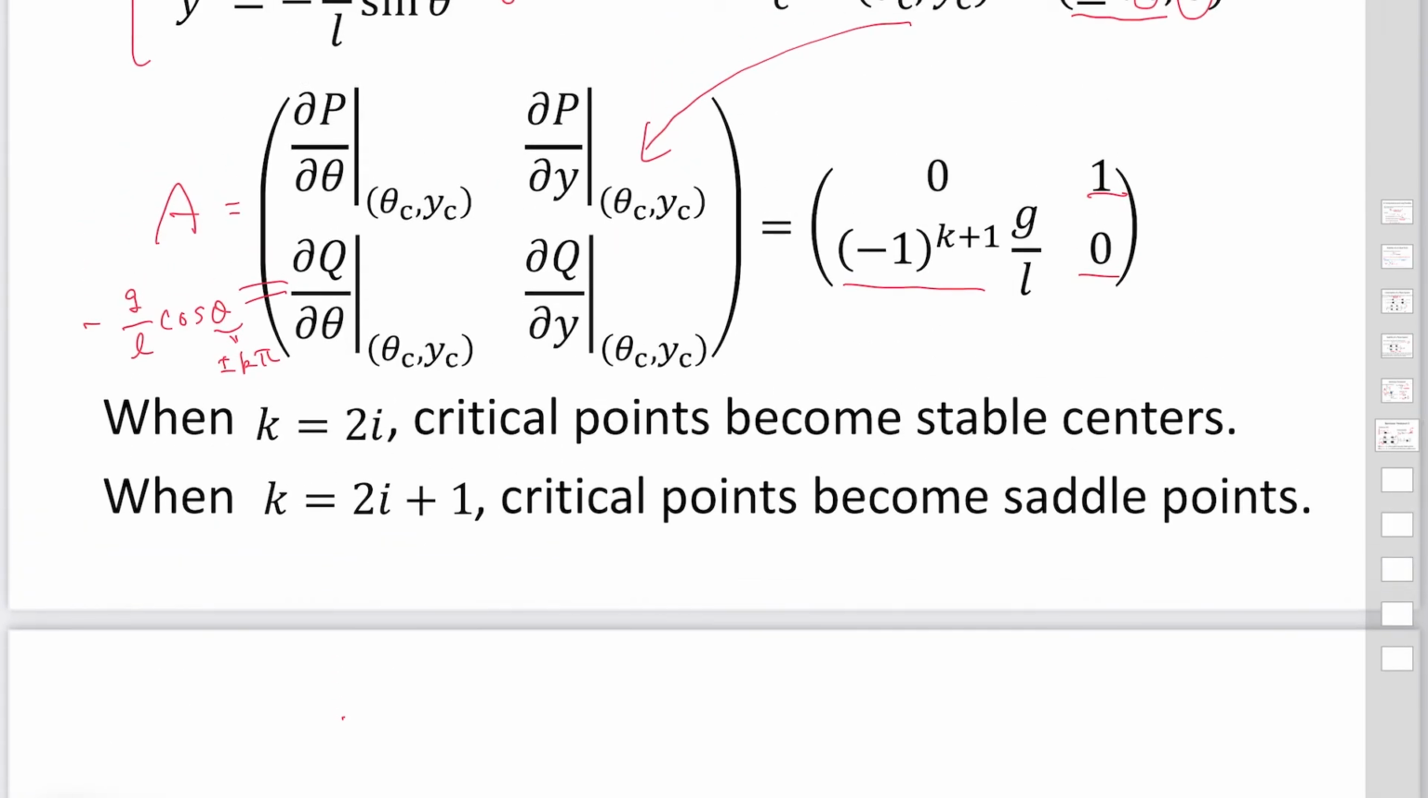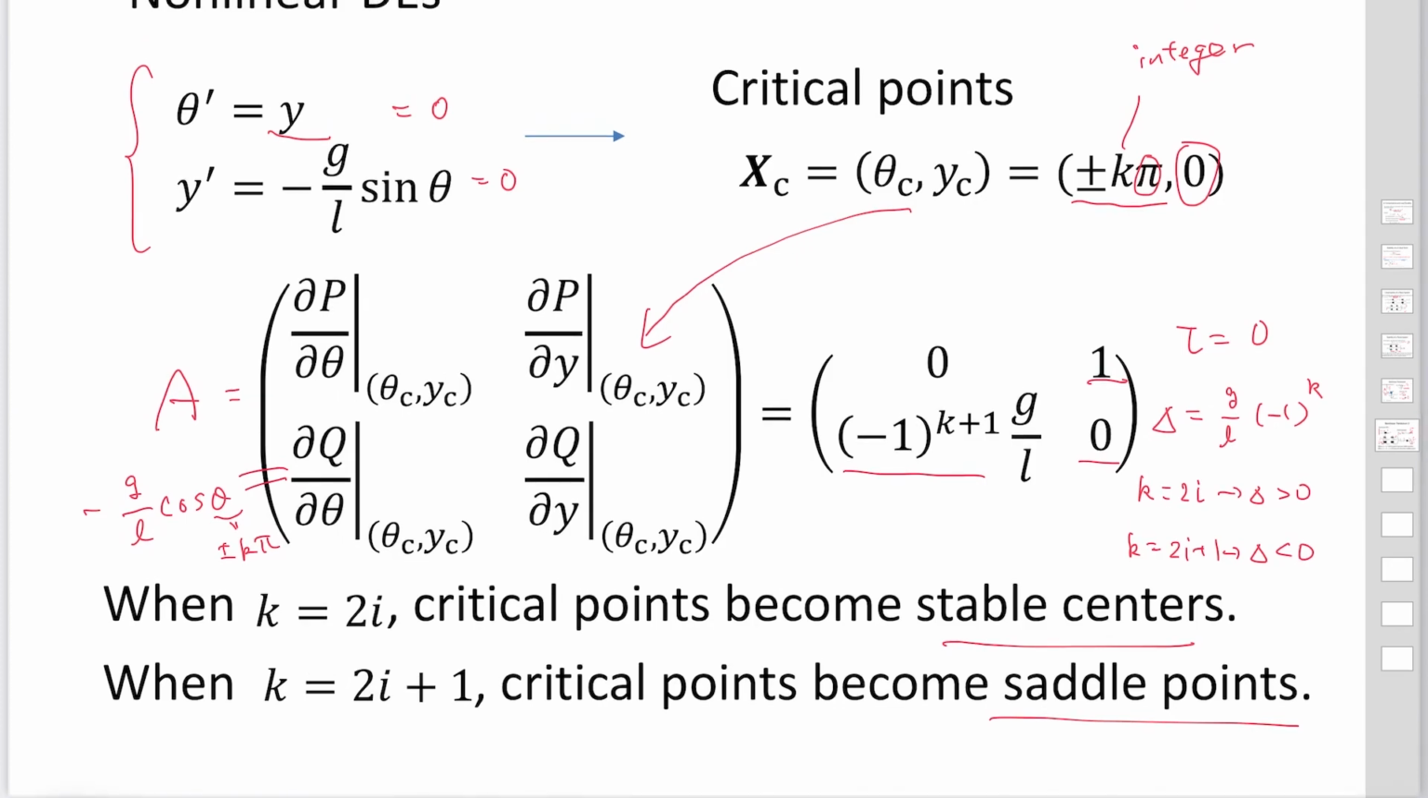From the matrix A, you can calculate tau equals 0. And you can also calculate delta, which is g over l times minus 1 to the k. When k is 2i, an even number, delta becomes a positive quantity, and it becomes a stable center. When k is 2i plus 1, delta is a negative quantity. Because delta is negative, it becomes a saddle point, so it is an unstable critical point.